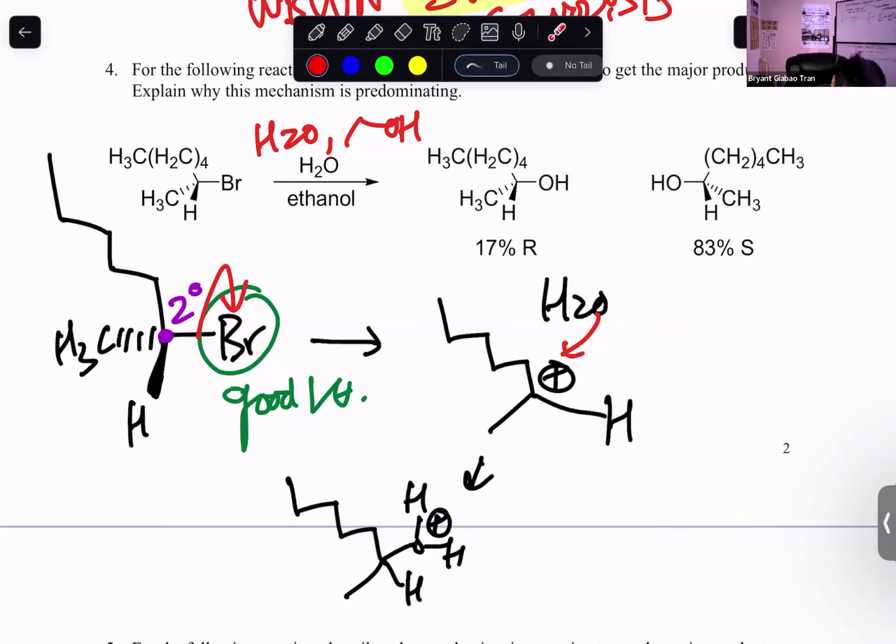Because this is a flat bond right here, water could have attacked it on the top side, giving us a wedge product, forcing one of the groups to be a dash, or it could have attacked on the bottom side, giving a dash product, giving the methyl a wedge group. So it's going to give a racemic mixture, like you said earlier.